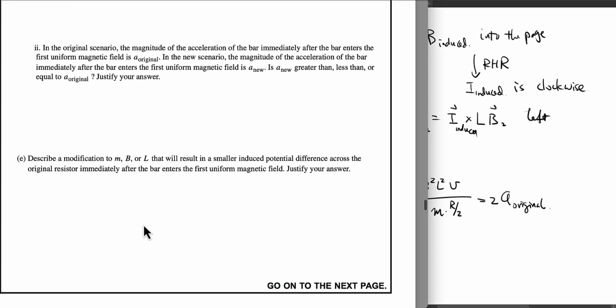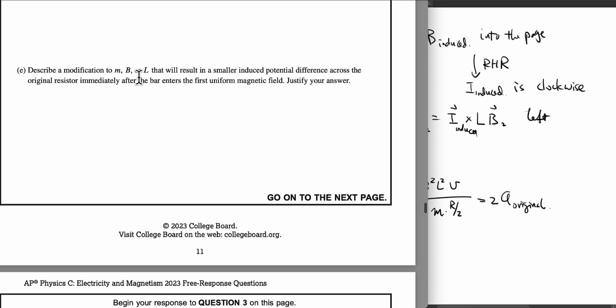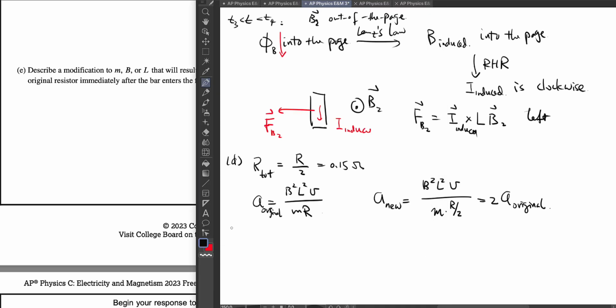Okay, so now let's look at question C. Describe a modification to M, B, or L that will result in a smaller induced potential difference across the original resistor immediately after the bar enters the first uniform magnetic field. Justify your answer. So we need to have a smaller induced EMF. Let's look at the expression that gives us the induced EMF, which is BLV, right? That's the induced EMF.